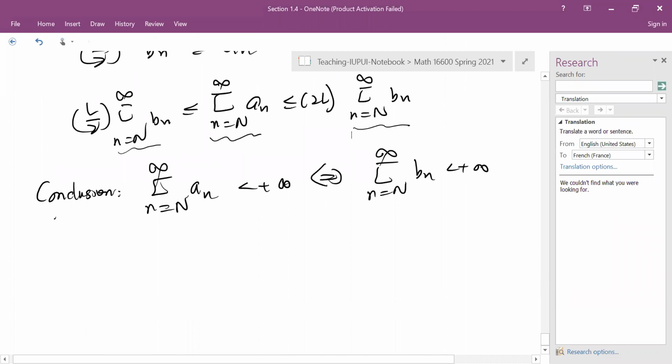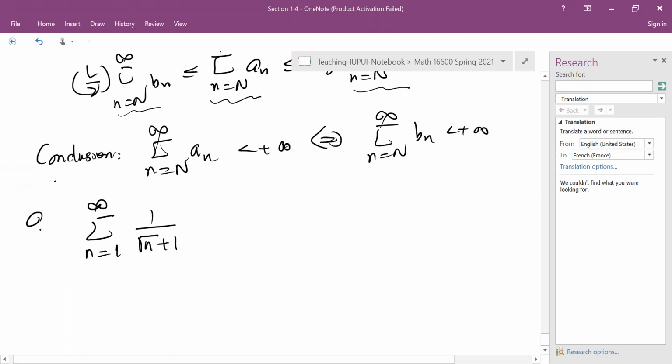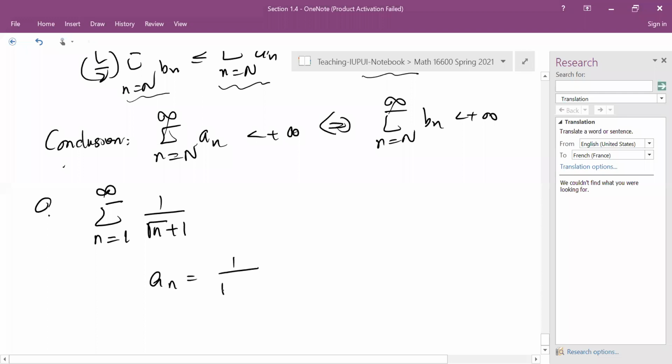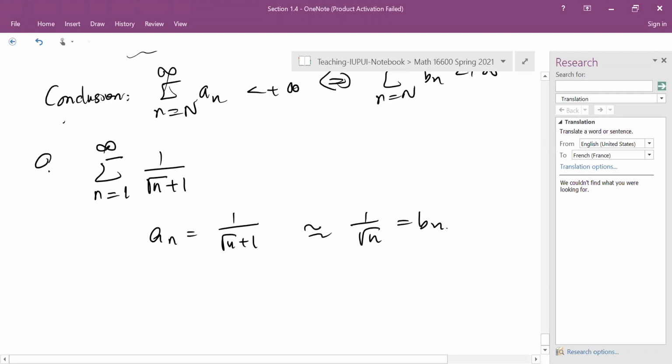And this is just from some large n, so you can ignore the first few terms. If you use this property, then it's easy to study the convergence of this series. This is my a_n. I just drop the constant term. I don't like constants, so I get this. I call it b_n.